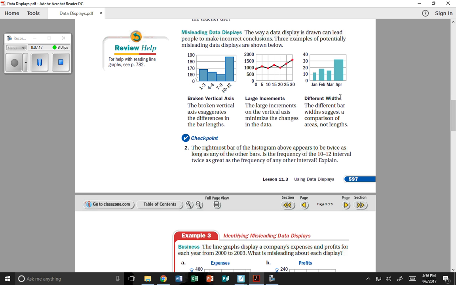Also, you want to make sure that your bar graphs have consistent bar widths, for lack of a better term, because in this case, it just makes January look really insignificant and April really, really important. Okay.